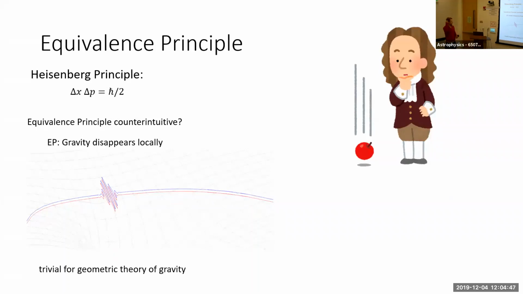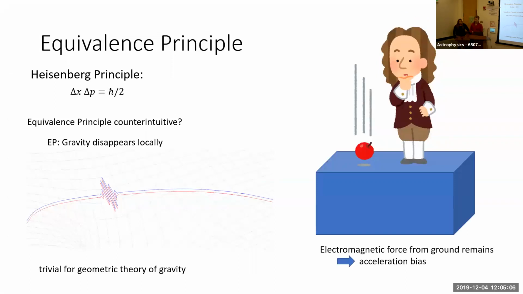Okay, so little Isaac does this very local experiment. He drops the apple and he sees the differential acceleration between them. So how does this come together with the equivalence principle? So gravity does disappear locally. However, what does not disappear is electromagnetic forces. So Isaac obviously stands on some ground and is constantly under an electromagnetic force.